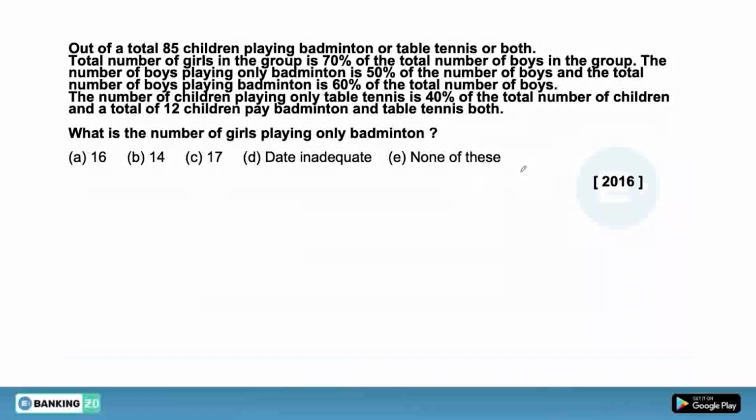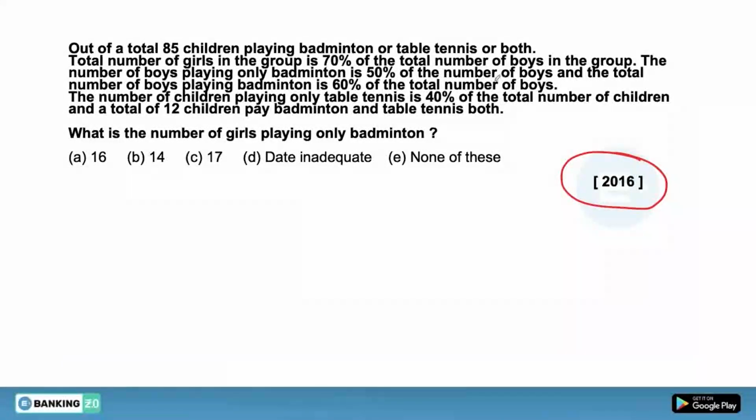That means this question is very important. So let's try to understand what the question is. The question says, out of a total of 85 children playing badminton or TT or both, the total number of girls in the group is 70% of the total number of boys in that group.